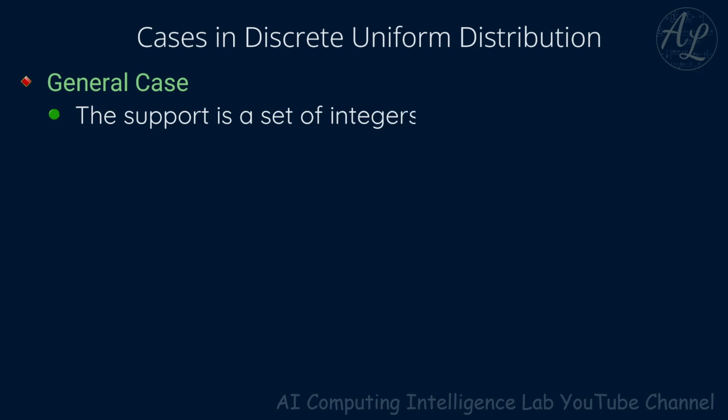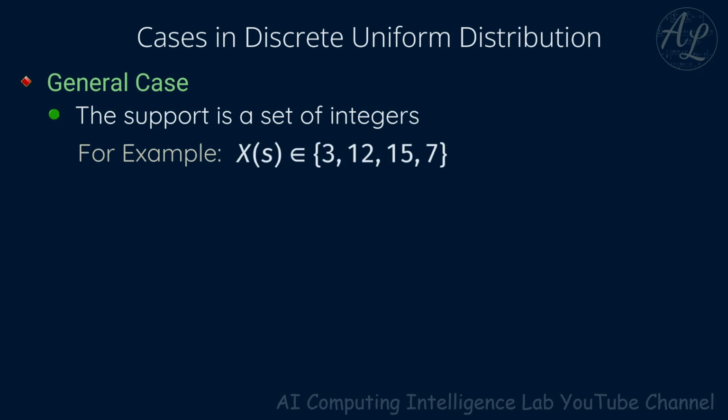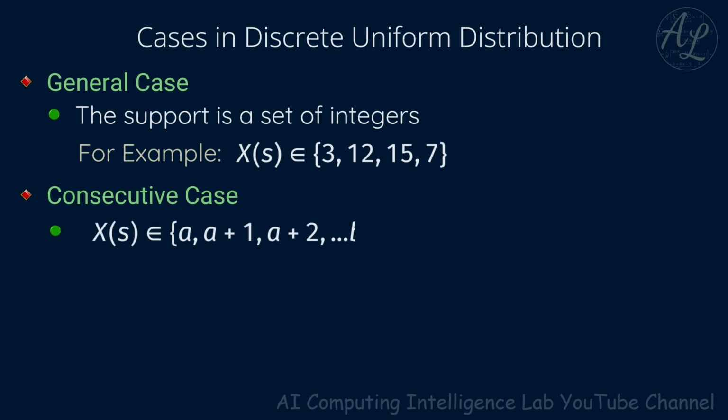In this case, the support is a set of integers. So the only restriction here is that the values of the random variable are integers. This is actually how the discrete uniform distribution is basically defined. For example, we can have values like these, where the values are just a set of integers. Then we have the consecutive case. And in this case, the values are consecutive.